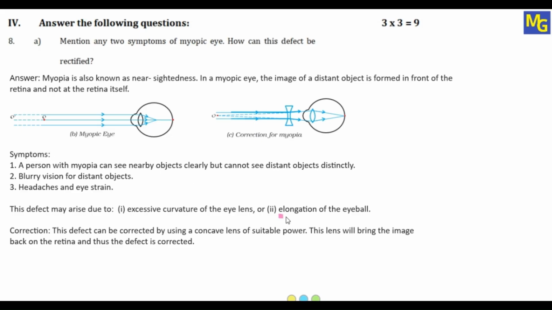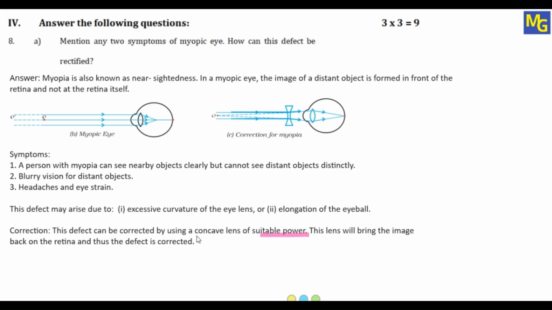And the second one is elongation of the eyeball. So this is your eyeball. If it gets elongated, then also this defect can occur. So these are the reasons for this defect, and then we will see the correction and how it can be rectified. This defect can be corrected by using concave lens of suitable power.